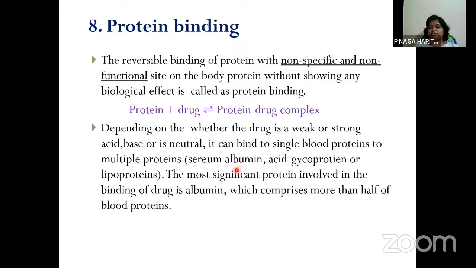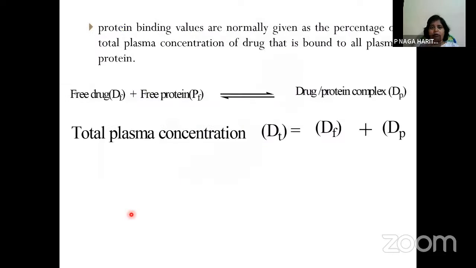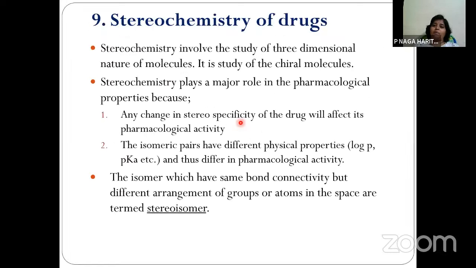So what are the various blood proteins that we have? Serum albumin, alpha acid glycoprotein, lipoproteins. And in lipoproteins, again, we have low density lipoproteins and high density lipoproteins. And the most significant protein is the albumin because it is the most majorly available protein in the body and it comprises more than half of the blood proteins. Protein binding values are normally given as the percentages of the total plasma concentration of drug that is bound to all the plasma protein. So, free drug plus free protein gives drug protein complex. This is how you are going to depict the protein binding of the drug.